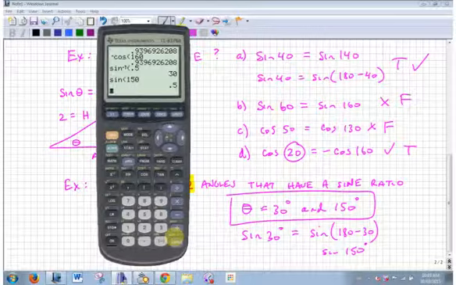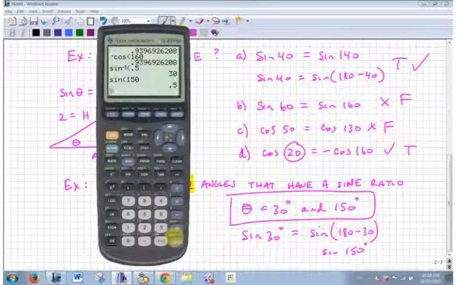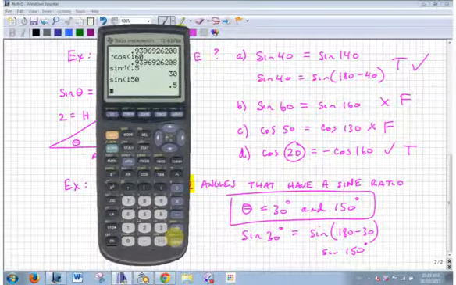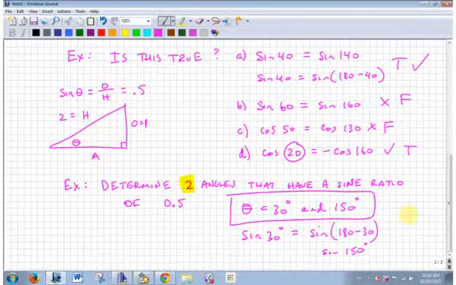Now, could you sit there all day long and trial and error things in there to try to get 0.5? Yeah, but that's not the way we want to do it, right? Okay.